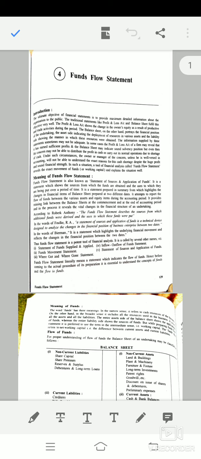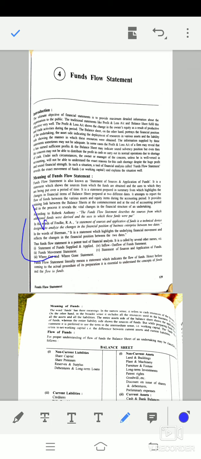Flow of fund means change in working capital. That is called flow of fund. In flow of fund there may be some transactions which increase the working capital, or some transactions which can decrease the working capital. Okay, that is called change in working capital. Means increase or decrease in working capital, that is called change in working capital, and change in working capital is equal to flow of fund.